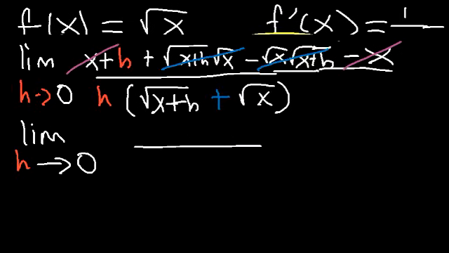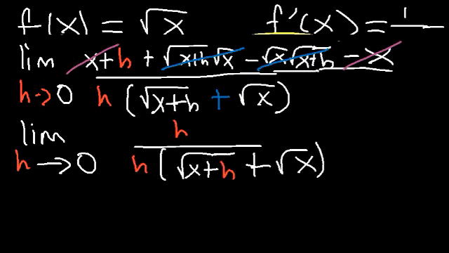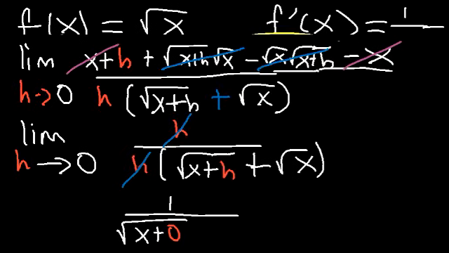All we have is h on top and on the bottom h times root x plus h plus root x. So now we can get rid of this h. And so at this point, we can replace the other h with 0. So the answer is going to be 1 divided by radical x plus 0 plus radical x. X plus 0 is simply x, so we have 1 over root x plus root x.